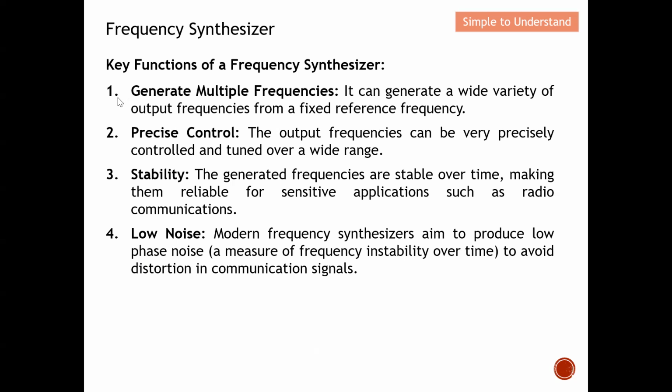So basically, these are the key functions, why we need to have a frequency synthesizer. Firstly, they are capable of generating multiple frequencies from a fixed reference frequency. Next, they are very precise, which means that they are very, very accurate. Stable, which means that if, let's say, 100 meg, they will be at 100 meg, even after some time, they will still be at 100 meg. So basically, they are very stable and they don't drift. Low noise: we mentioned the phase noise for this frequency synthesizer. Hence, these are the key functions of a frequency synthesizer.